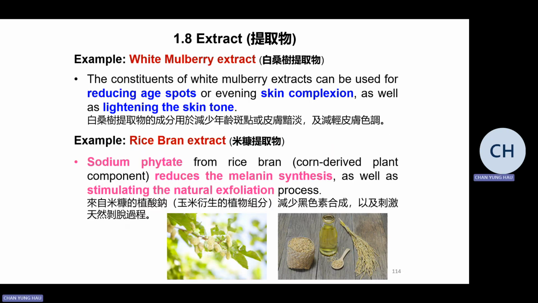The last two are the white mulberry extract and rice bran extract. The white mulberry extract can reduce age spots or skin pigmentation, and can be used for lightening the skin tone. The rice bran extract contains a chemical called sodium phytate, which can reduce the formation or synthesis of melanin. It can also stimulate the natural exfoliation process, so it makes your skin smooth.